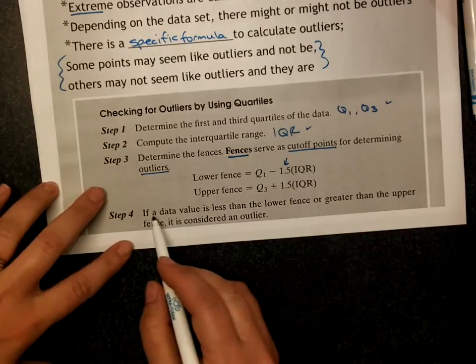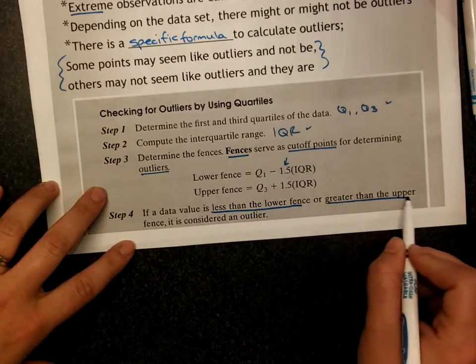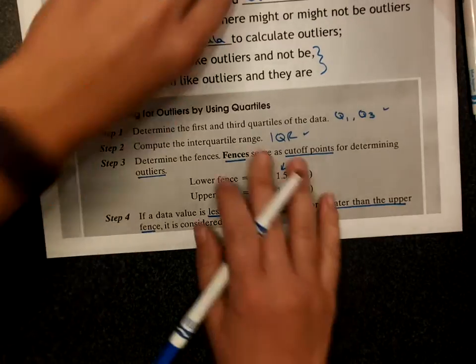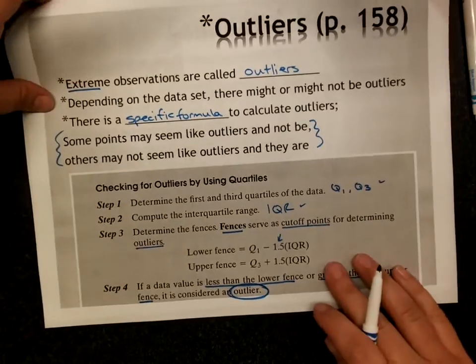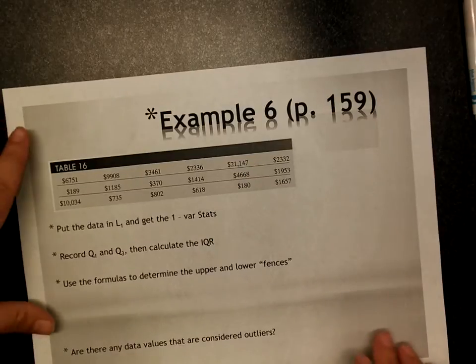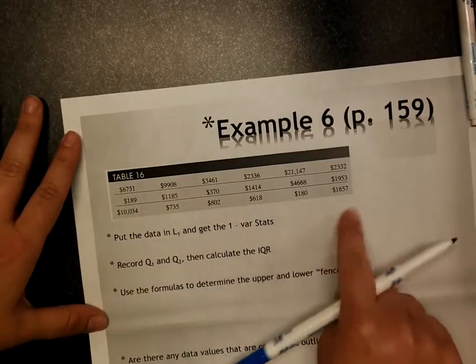So if a data value is less than the lower fence or greater than the upper fence, we call it an outlier. So let's see how this works. Here's a set of data. This table is different amounts of money. So we have all these different amounts of money.